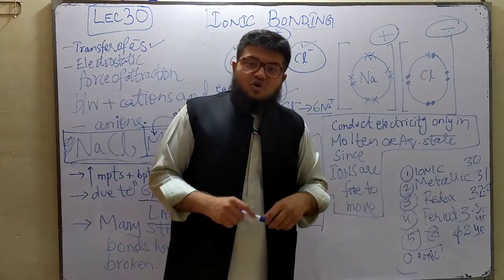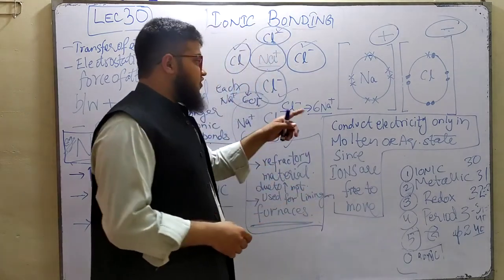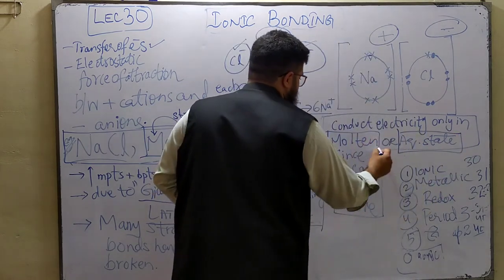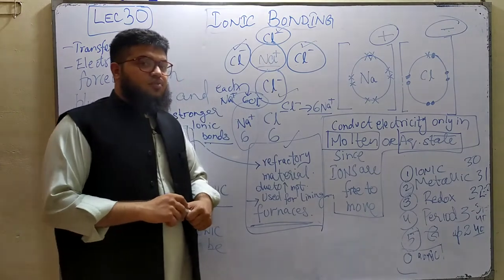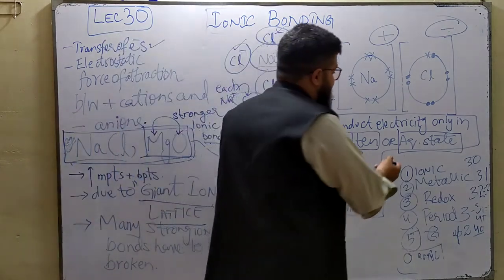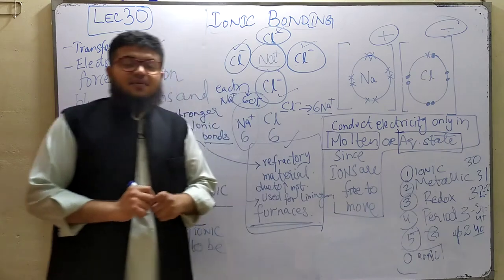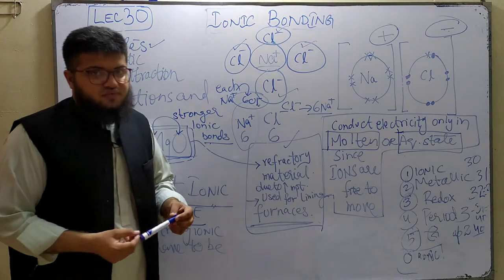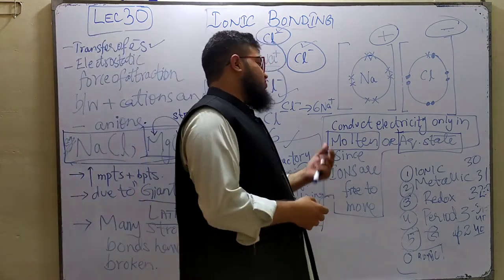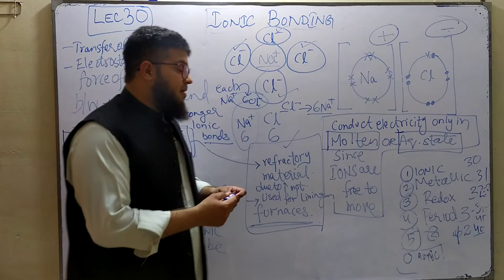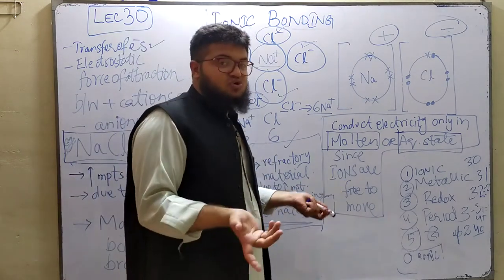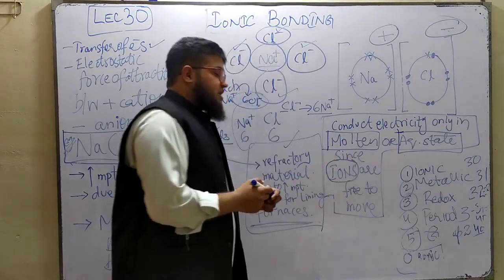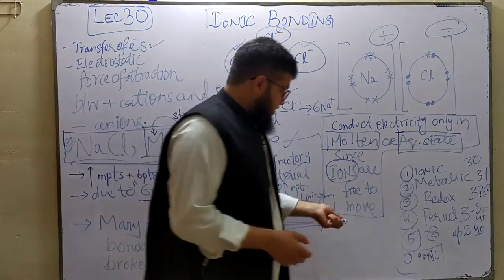So ionic compounds only conduct electricity when they are either dissolved in water, that is in the aqueous state, or when they are in the molten state. In both states, the ionic bonds are broken down, or if not broken, the ions are free to move. In the aqueous and molten states, the ions are free to move, and if they are free to move, then they can conduct electricity. But remember, if you are asked why they are able to conduct electricity, it's the ions that allow these compounds to conduct electricity, not the electrons.